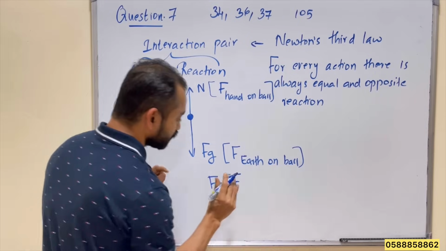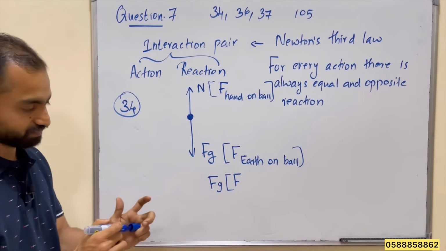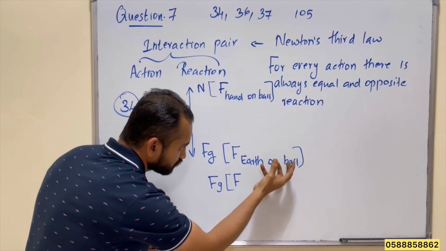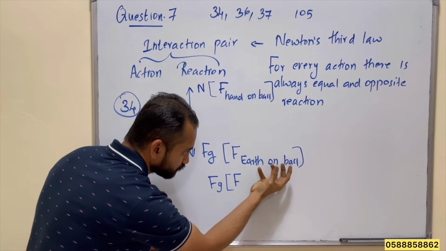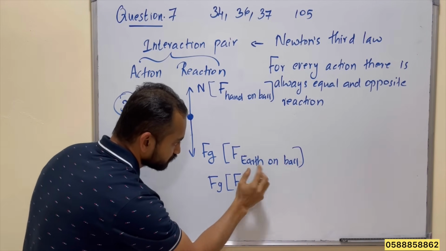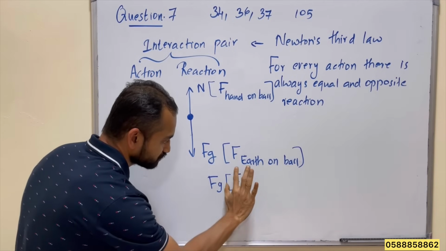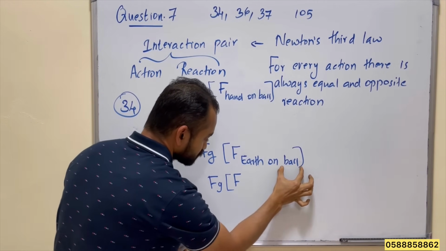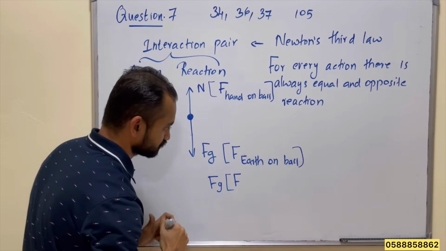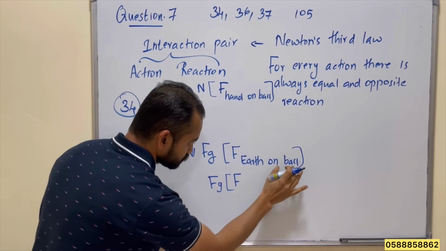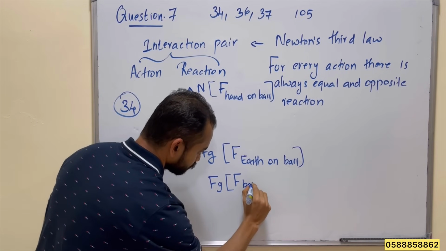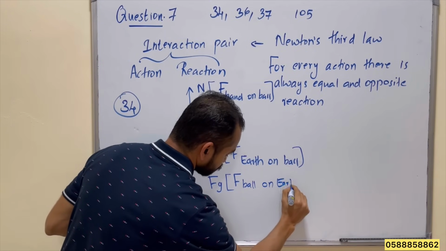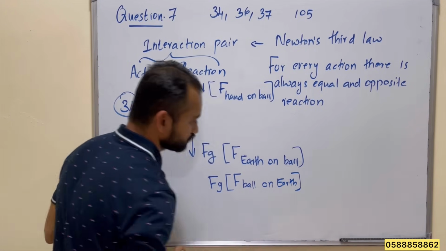So how to write the interaction pair? Just flip it. F, no change, write F. Agent on system, right? Flip that. Here Earth, so ball on Earth. That is how we write the interaction pair.